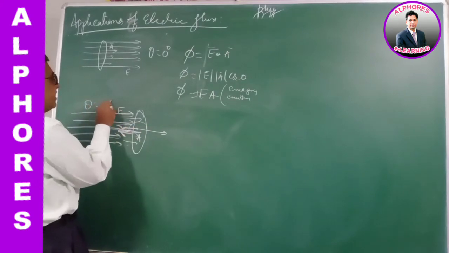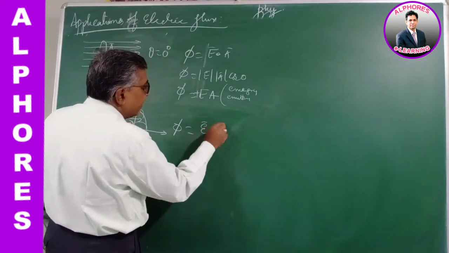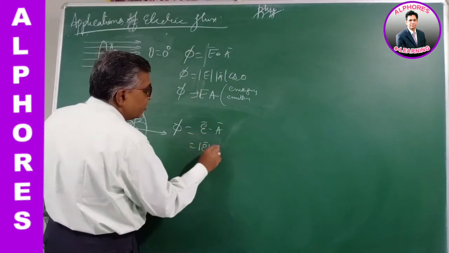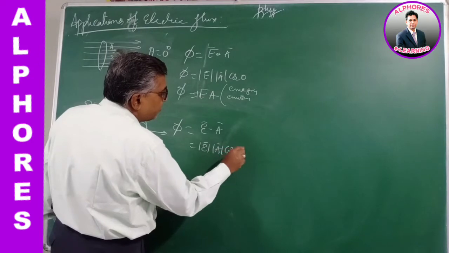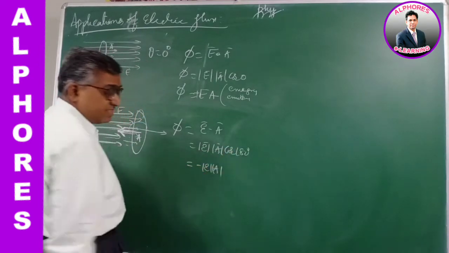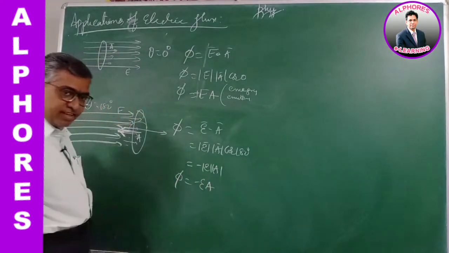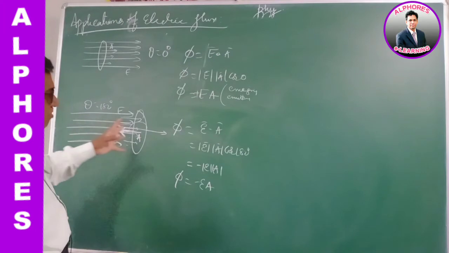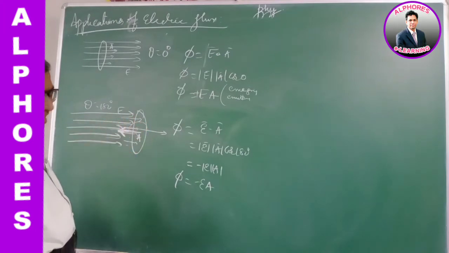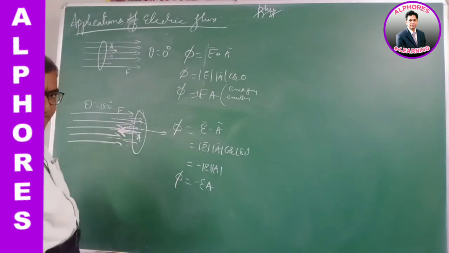Theta is 180 degrees, then the flux is E dot A. So it's mod E mod A cos of 180. This is minus EA. It is negative flux. The flux is minus EA, negative flux. This is falling flux, incident flux. Right? The lines of force are falling on the surface. It is falling flux and incident flux.